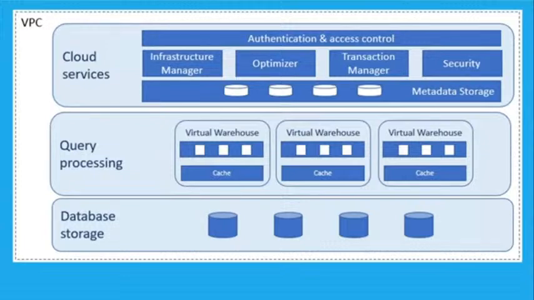So we have a cloud services layer, then a query processing layer, and then a database layer. I am repeating this once again because the Snowflake architecture is very important. You will definitely get one or two questions on Snowflake architecture in every interview, in all the companies. That's why I am repeating. So we have a cloud services layer, a query processing layer, and a database storage layer.